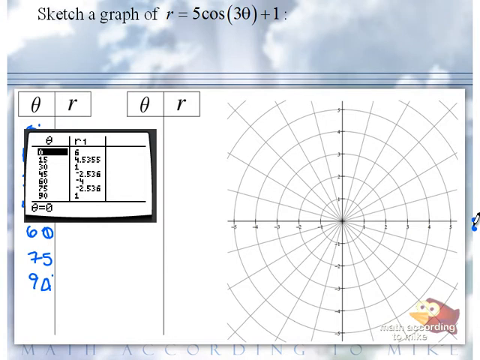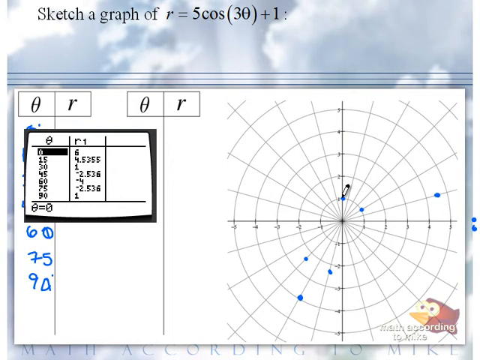And then the angles are at 15-degree increments. So 4.5 on 15 degrees would be right about there. 30 degrees, 1. It comes in really far. And then 45 degrees, negative 2.5 in the opposite direction. So 1, 2.5. And then negative 4 at 60. And then negative 2.5 again. And then positive 1.